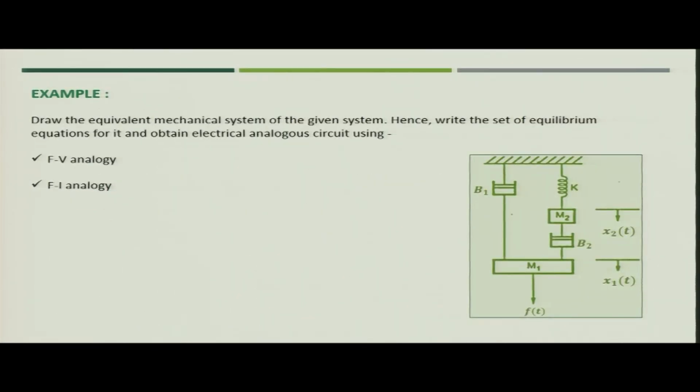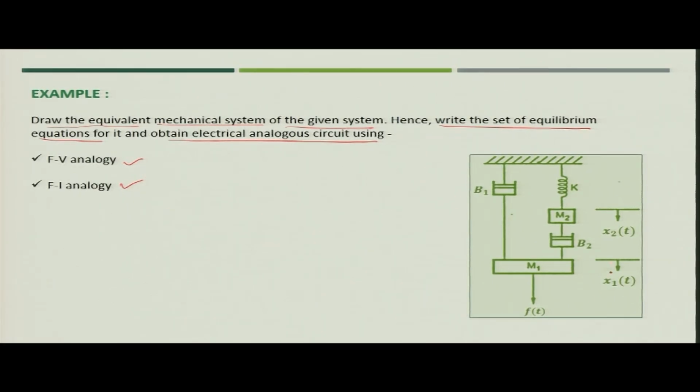Now, let us try to understand what we have just discussed with the help of one example. In this example, given a mechanical system, we need to draw the equivalent circuit. Now, write the equilibrium equations for it and obtain the electrical analogous circuit using the force-voltage and force-current analogy.